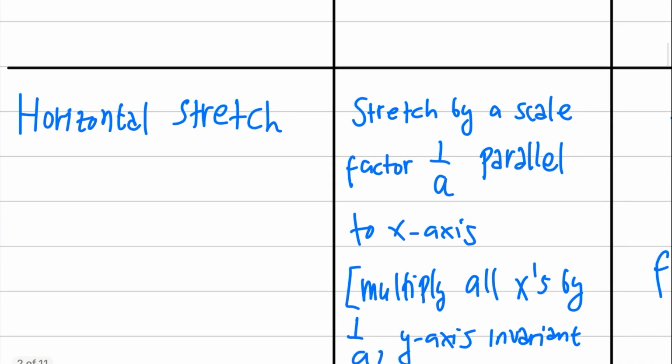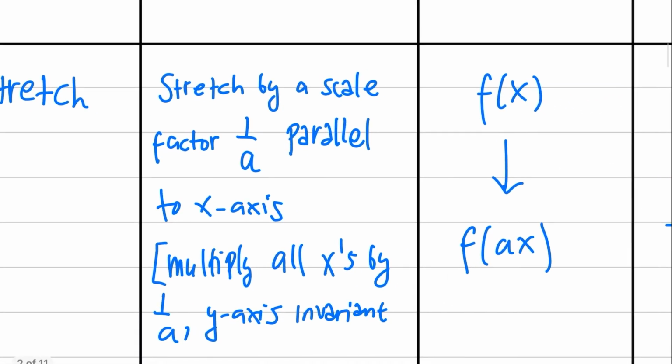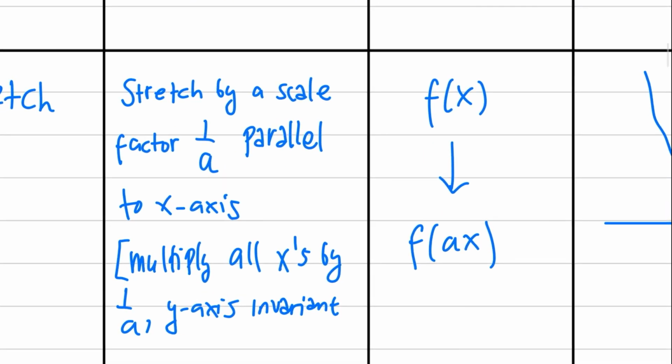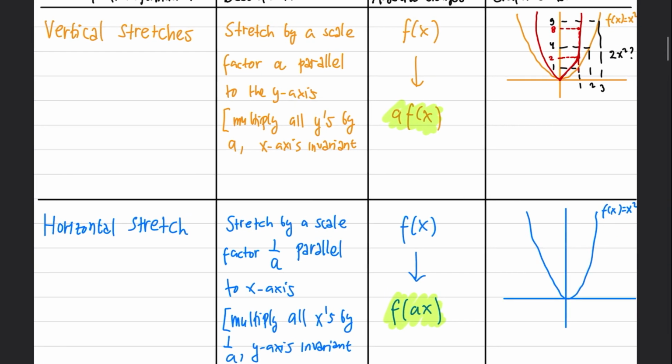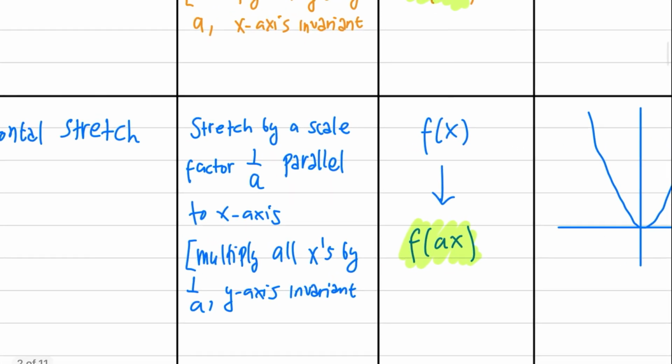Horizontal stretch, where we stretch by a scale factor 1 over a parallel to the x-axis. That means we multiply all the x by 1 over a, and we keep the y-axis invariant. So the change is f(x) becomes f(ax). But pay attention, before, you multiply by a, the scale factor is a. But for horizontal stretch, the scale factor is 1 over a, but we multiply by a, so it's kind of the opposite.